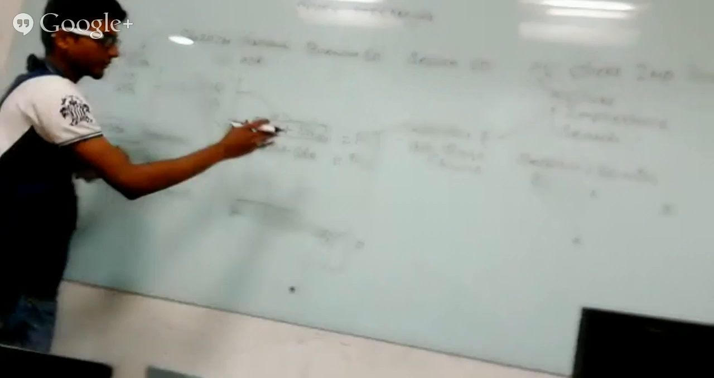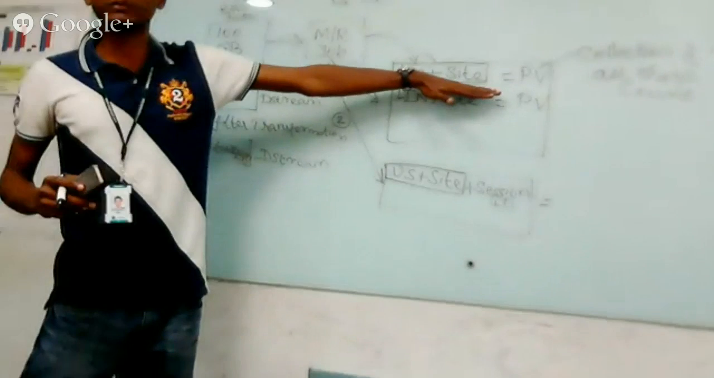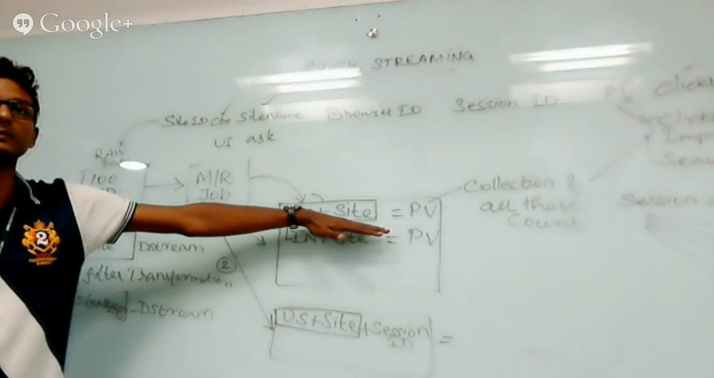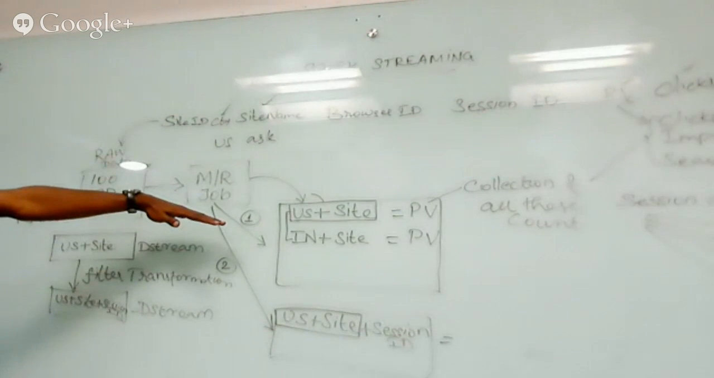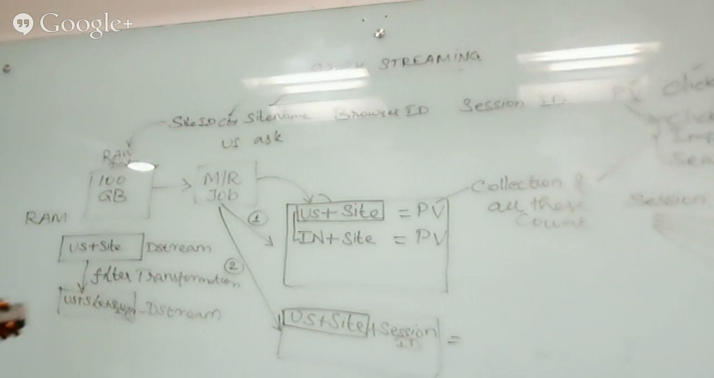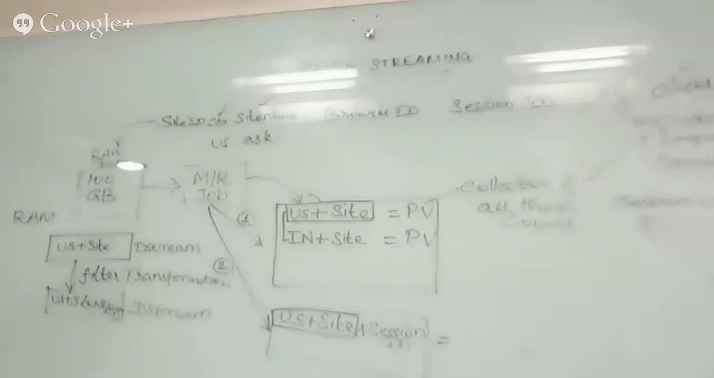So when it takes this particular action alone, all these things will be filtered out and kept in that particular D-stream. That doesn't have the session ID. It won't be having session ID information. In case what is said is in the vice versa process, it's possible.